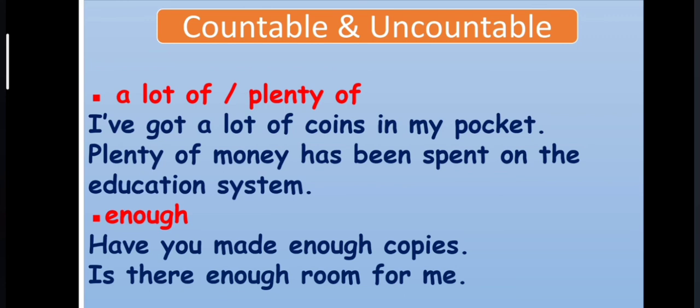Is there enough room for me? So enough room, and room here is the space. Is there a space for me to sit with you? So room here is an uncountable noun. And there is a question mark at the end of this sentence.